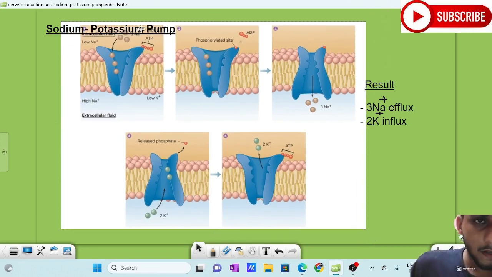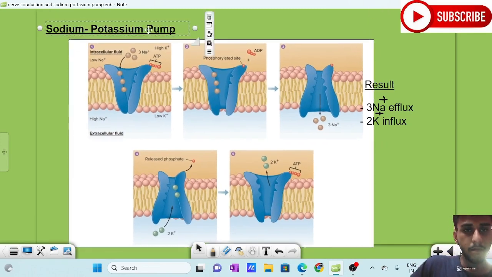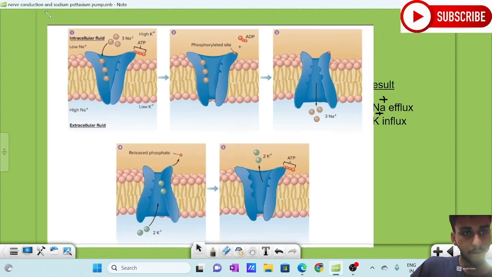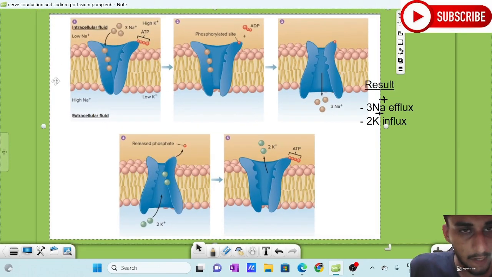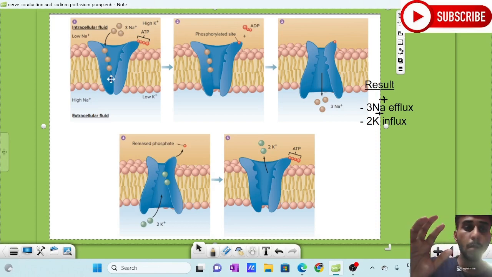Please look into the first part of the diagram. What happens? This is step 1. Step 1, ATP will be bound. Please look into the diagram. ATP will be in the bound form in the pump, the sodium potassium pump. This blue color is the sodium potassium pump. ATP will be already bound there. So this binding of the ATP will promote the next step.